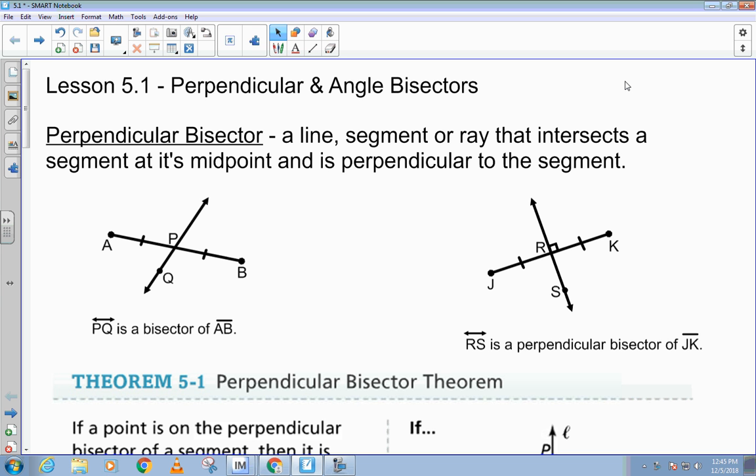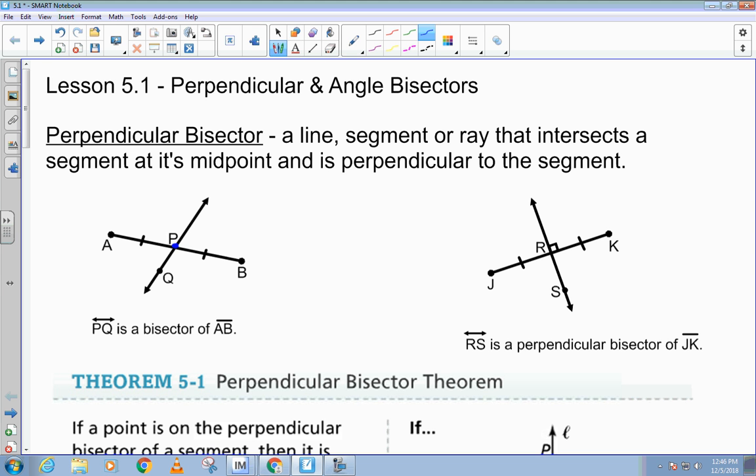Now, this first picture here, it states that PQ is a bisector of AB. So that means that PQ is bisecting AB. It's going through AB's midpoint, which looks like it's P. And when you bisect the segment, you go through its midpoint and you break it into two congruent segments. Now, they're not both bisected, only the one that's being bisected, which would be AB. So this is just a bisector.